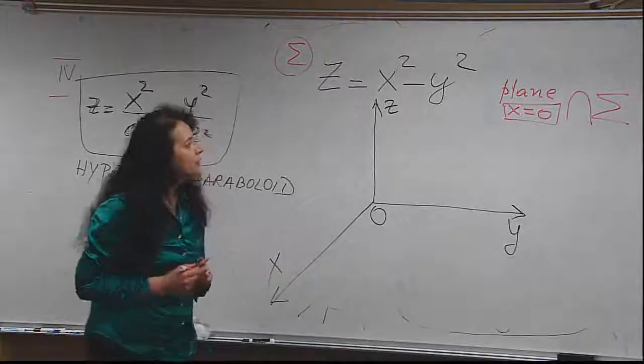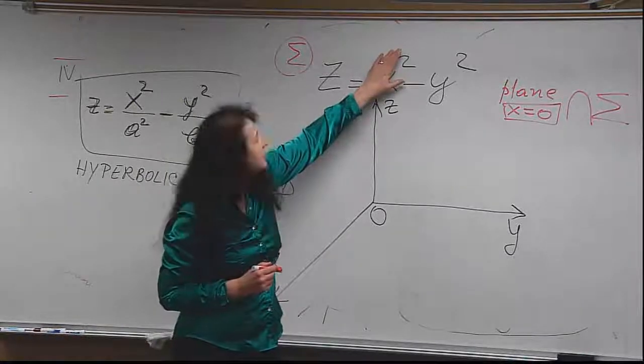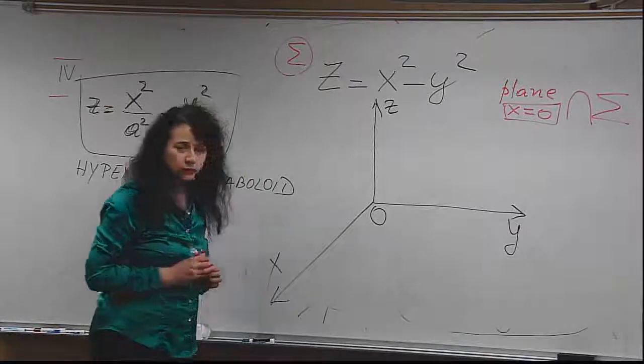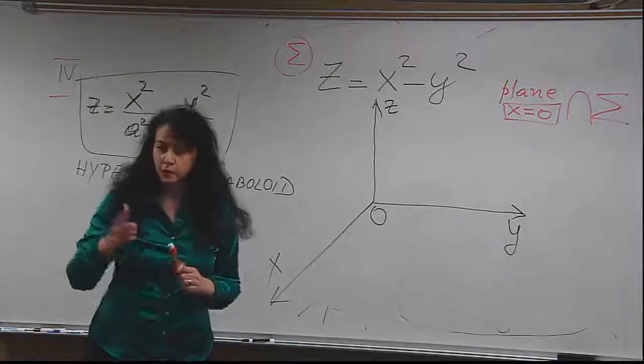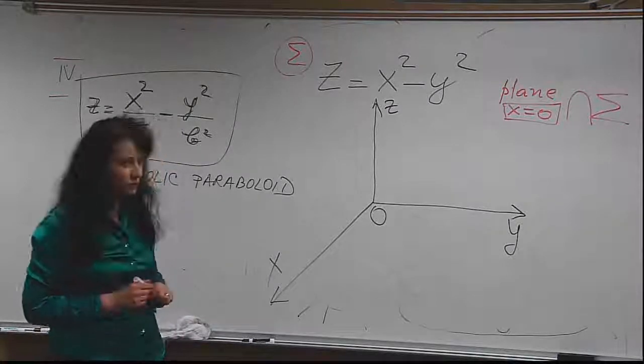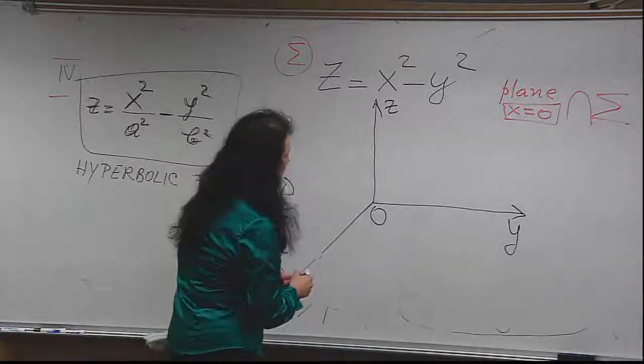What would the intersection be? A conic. What kind of conic? z equals minus y squared. What the heck is z equals minus y squared? It's a parabola that opens down, and I should be able to draw that. If I'm not able to draw that, I don't deserve to be in this classroom.